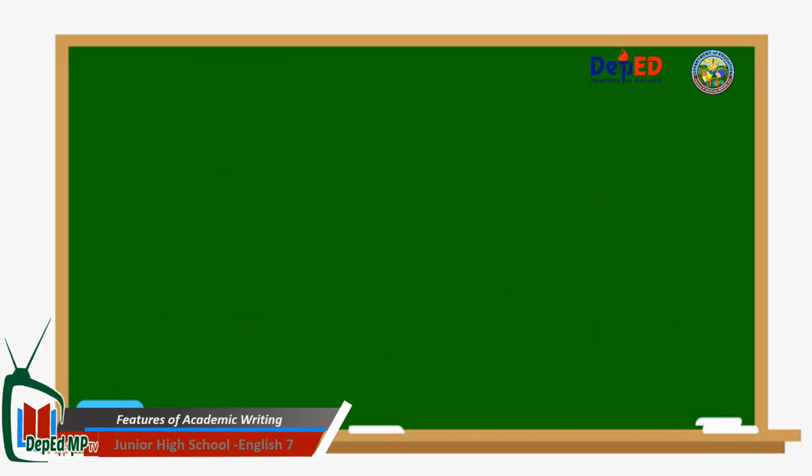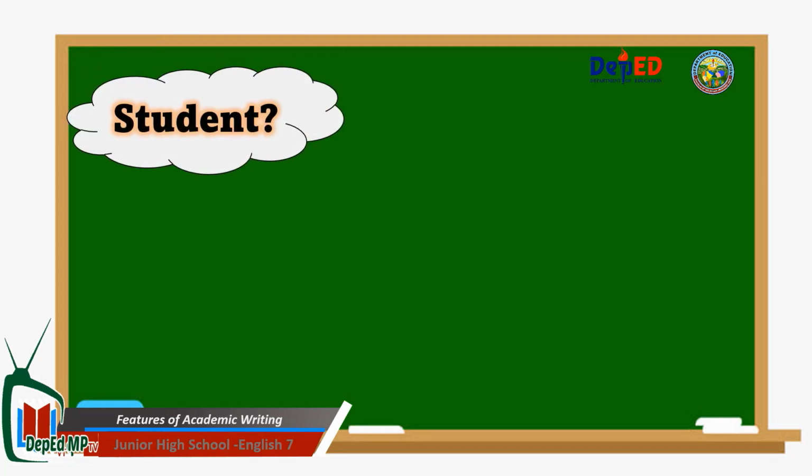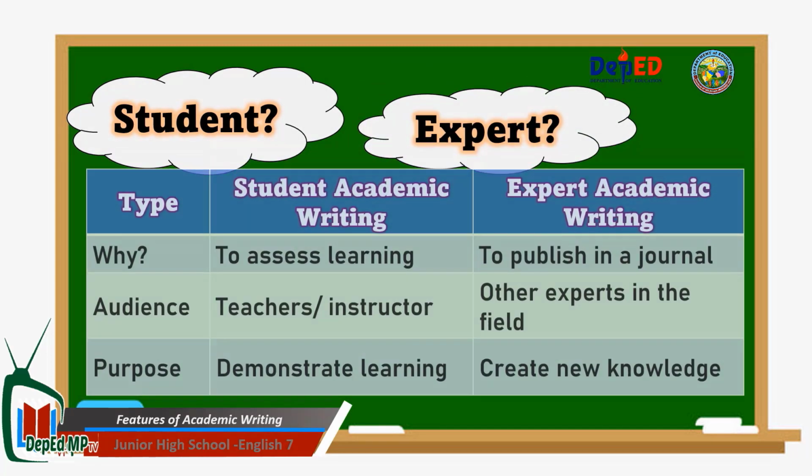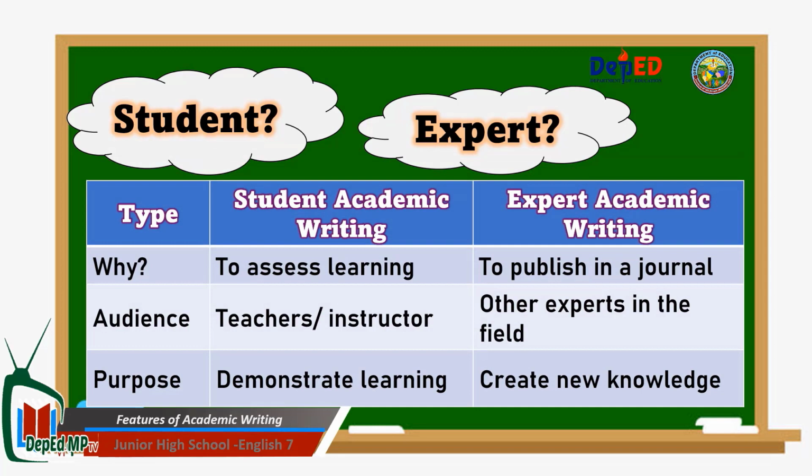Before we continue, it is time to assess yourselves in terms of writing academically. Are you a student or are you an expert? Look at the table below and assess yourselves. If you are a student, the reason why you write is to assess learning. Your audience are your teachers or your instructors. The purpose of writing is to demonstrate learning.